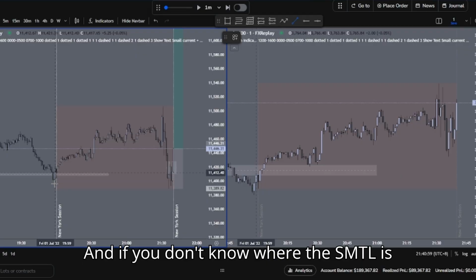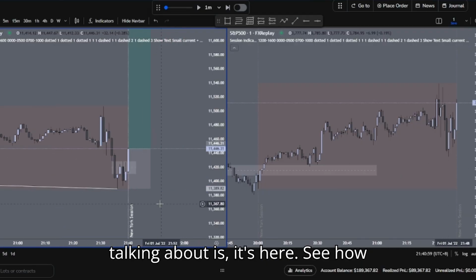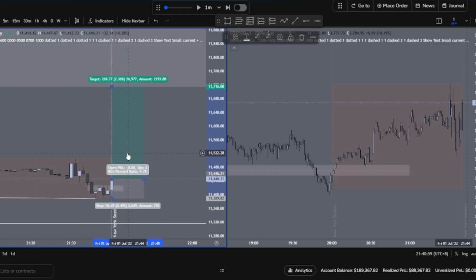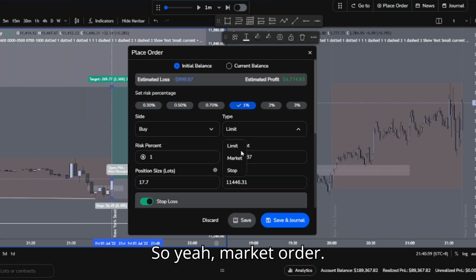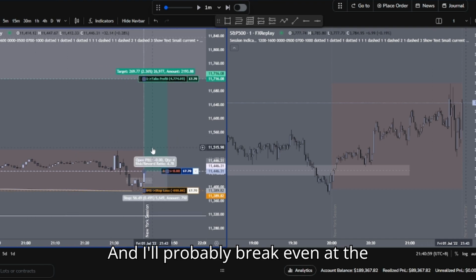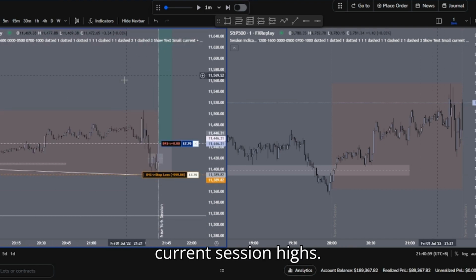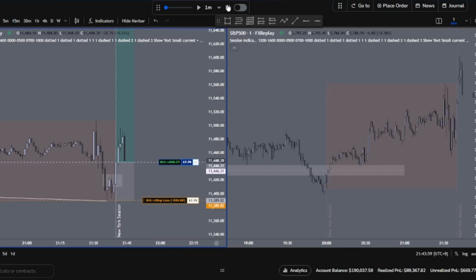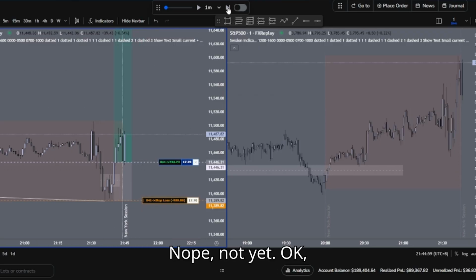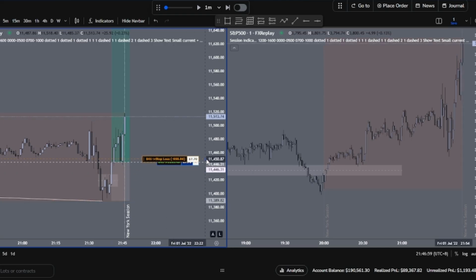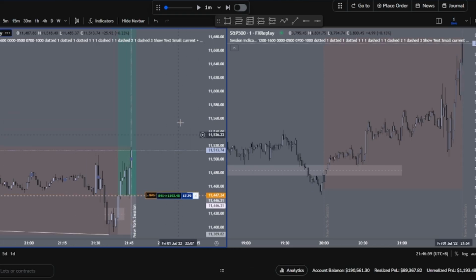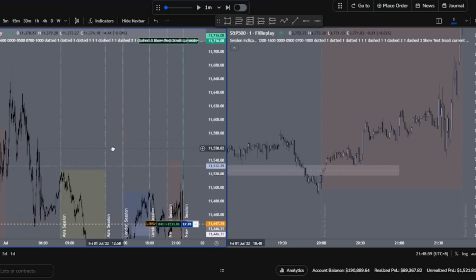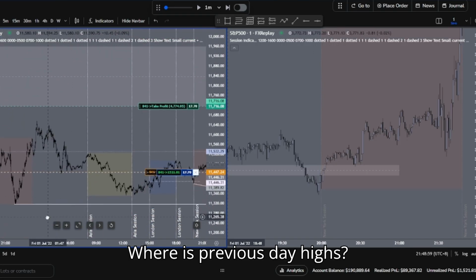And if you don't know where the SMT I was talking about is, it's here. You see how ES has not taken that? So, yeah, market order. And I'll probably break even at the current session highs. So, let's see. Nope, not yet. Okay, break even. That is previous day highs.